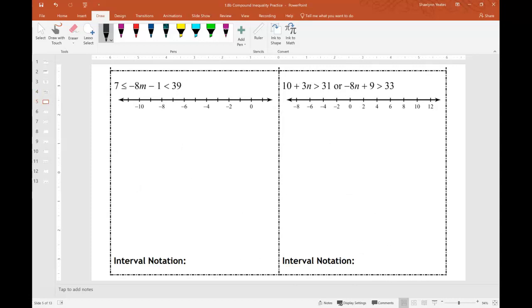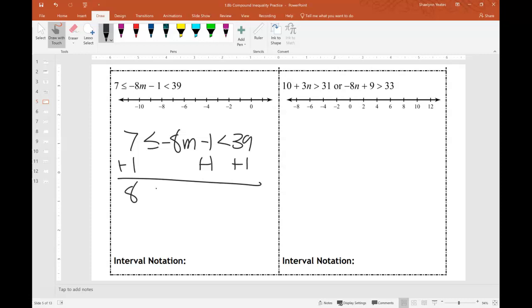You've got this. Alright, so I've got 7 is less than or equal to negative 8m minus 1 is less than 39. This is another and. We're going to end up with a little segment. So first things first, I'm going to add 1 to each side. So 7 plus 1 is 8, less than or equal to negative 8m is less than 40.